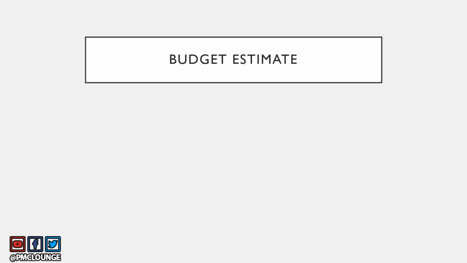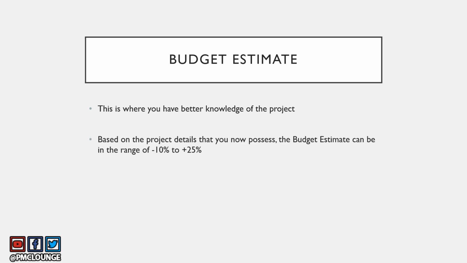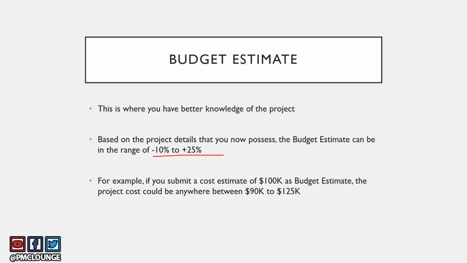So the next is budget estimate, and this is where you have better knowledge of the project. Some time has passed since you submitted your ROM, the rough order of magnitude estimate. You have done some project activities. Now you understand the project better, and you can submit one more estimate, which is known as budget estimate. And the range that you have for this is minus 10% to plus 25%. Let's look at the same example. If you submit 100,000 US dollars as your budget estimate, then it is understood that the actual project cost could be somewhere around 90,000 to 125,000 US dollars, because that is the range of a budget estimate.